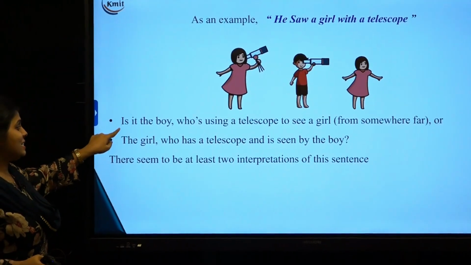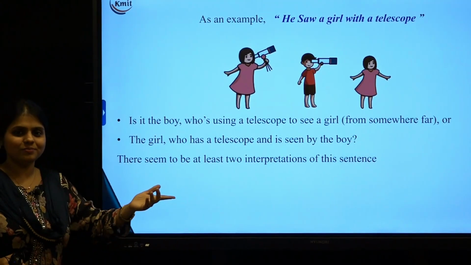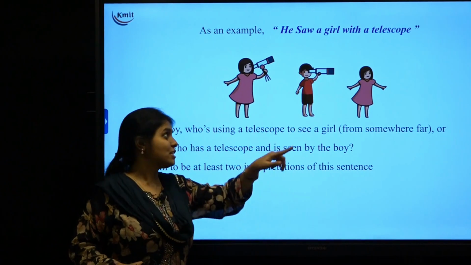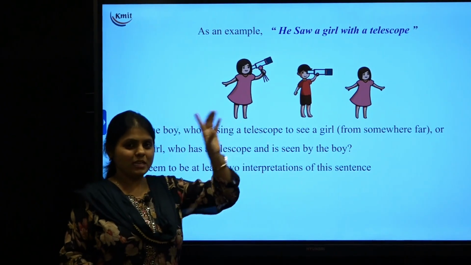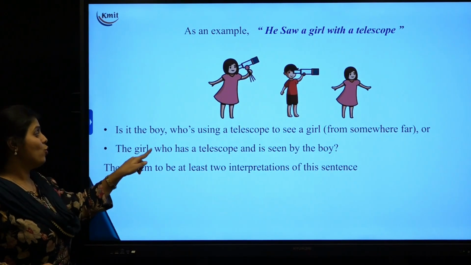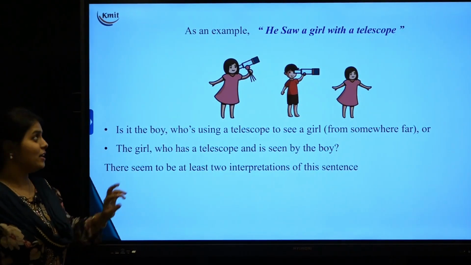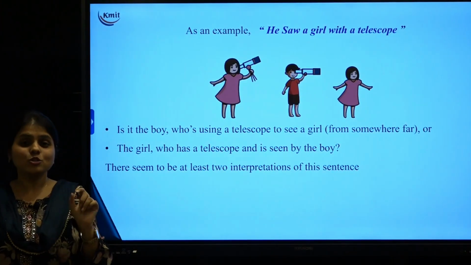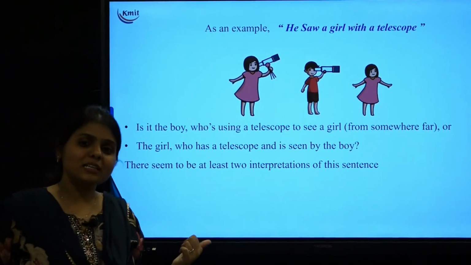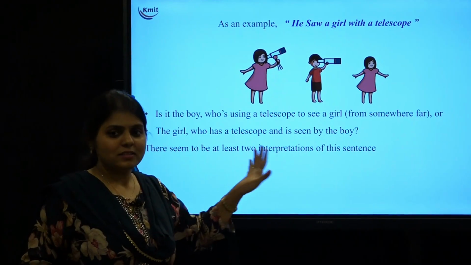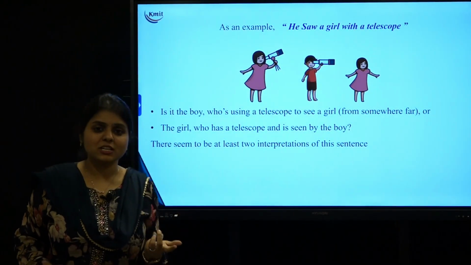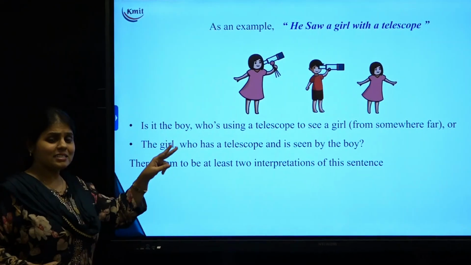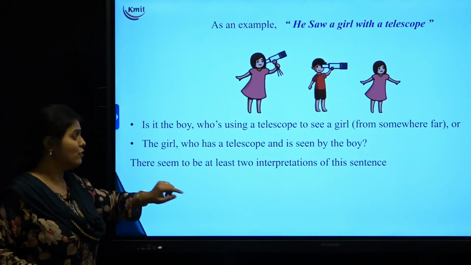First, is it the boy who's using a telescope to see a girl? It says he saw a girl with a telescope, so is it the boy seeing this particular girl with a telescope? Or is it the girl who has a telescope and is seen by a boy? There is another girl holding a telescope in her hand and this boy has seen her. As humans looking at the picture, we will be able to depict that sentence. But when you give this to a machine, it will have ambiguity in understanding this sentence because it has two different meanings. So for this image and sentence, I have two interpretations.